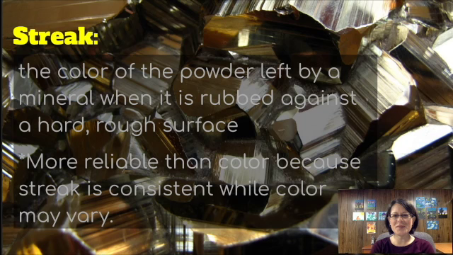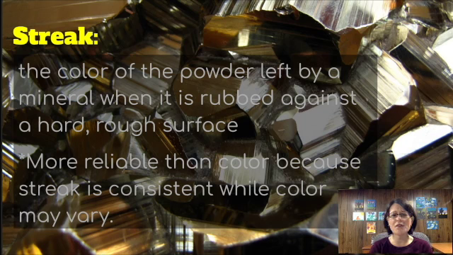Another thing we use is something called streak. This is the color of powder left by a mineral when it is rubbed against a hard, rough surface. This is useful for minerals on the Mohs scale with a hardness of 6 or less, because what we will use in class is an unglazed ceramic plate. We will rub the mineral against the plate, and we will see what color it leaves behind.